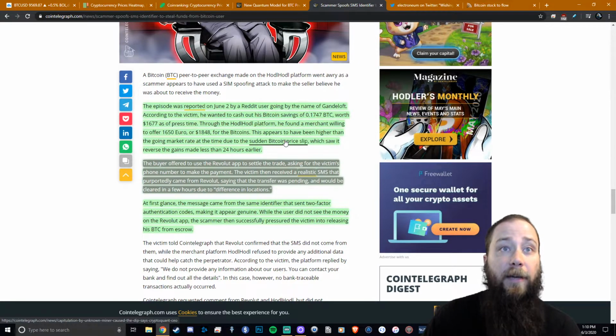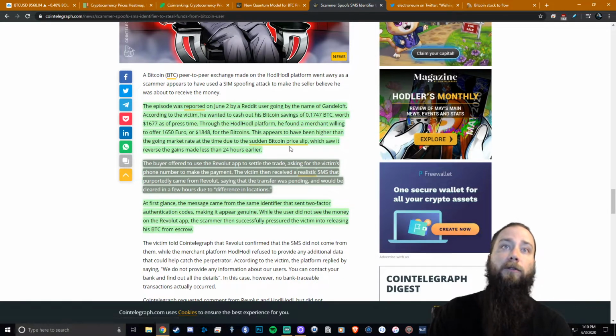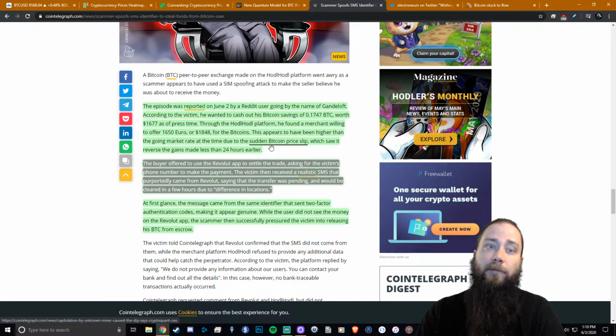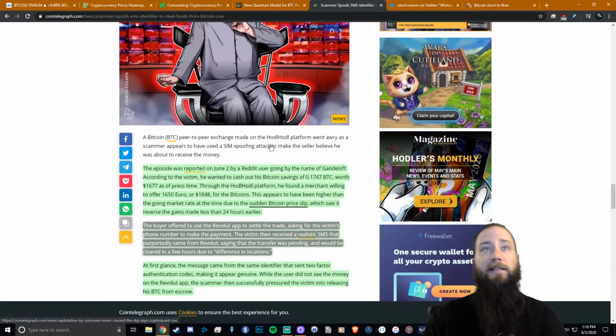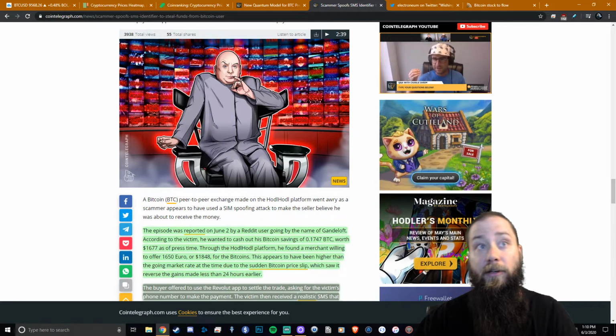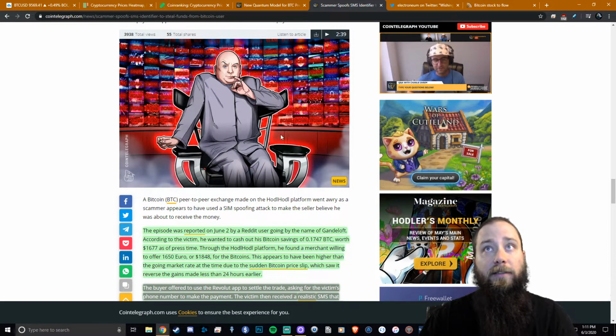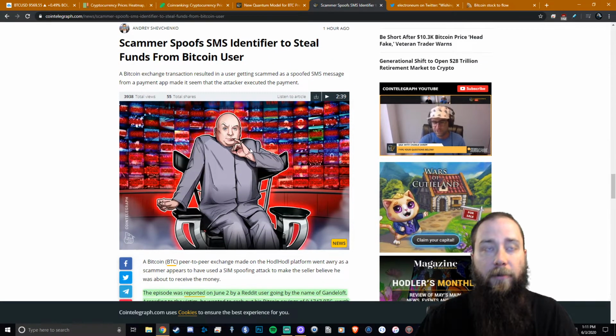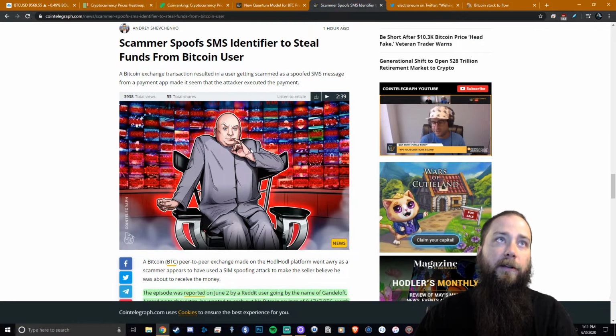Anyway, at first glance, the message came from the same identifier that sent two-factor authenticator codes, making it appear genuine. While the user did not see the money on the Revolut app, the scammer then successfully pressured the victim into releasing his BTC from escrow. So just with a little pressure, he got him to release his own funds. And that's how they do it, guys. And they're left sitting there like, oh, I scammed you and you're out of luck. And that's just one of the really scary things out there. So be careful of that, guys. Scammers are everywhere. Be safe with your coin. It is very important.